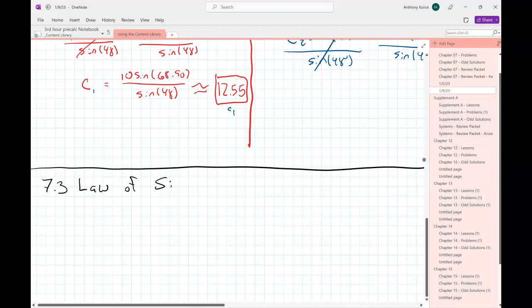So we saw in section 7.1 how to solve a non-right triangle. One tool we could use is the law of sines. The other tool that we're going to have is the law of cosines.